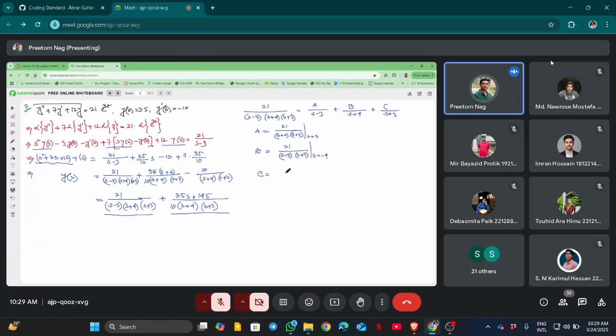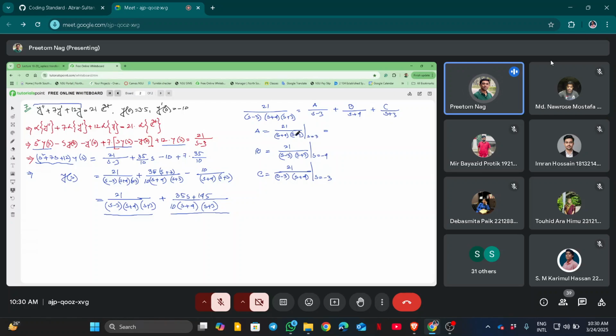C is 21 over (s - 3)(s + 4), where s equals minus 3. Minus 3 minus 4 plus 3, and we are getting our result here.